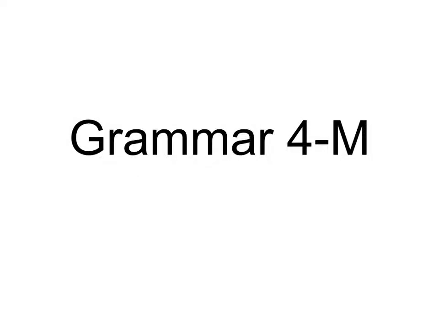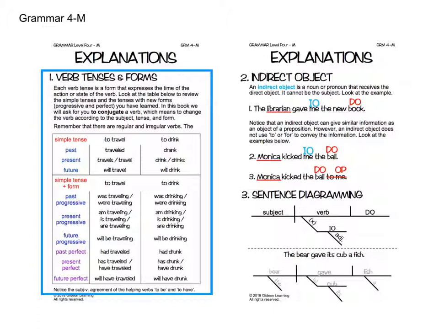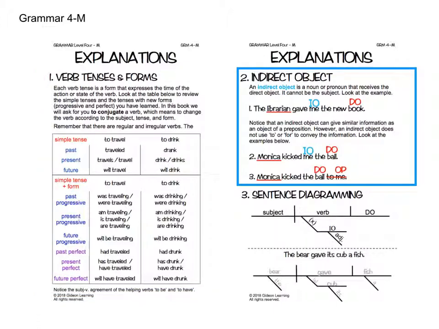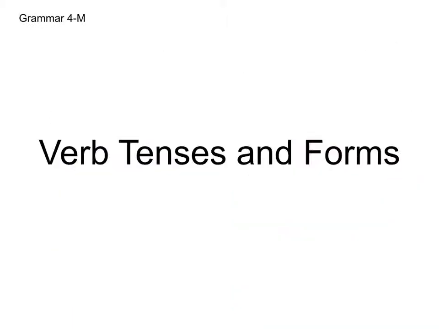Welcome to Grammar 4M. In this booklet, we are going to go over verb tenses and forms. We're going to learn about indirect objects, then we're going to learn how to diagram them. So let's get started with the verb tenses and forms. Once again, this is going to be a review, so I might go a little quickly over this, but just make sure you're reading everything.